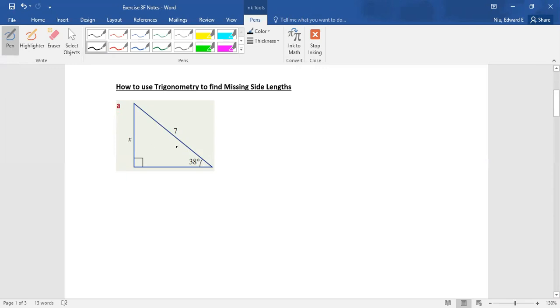And the first step you always need to do, all right, so step 1. That sucks. Let's try and make that a little neater. Step 1, label given sides.